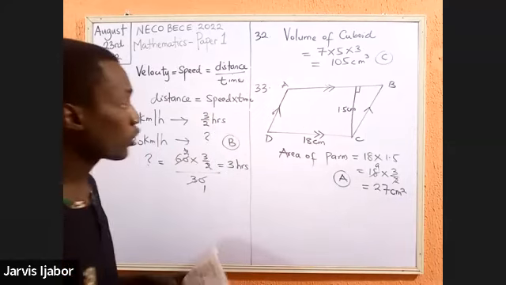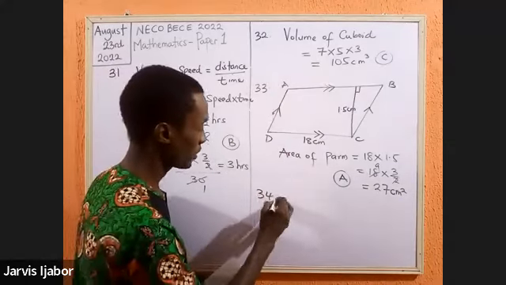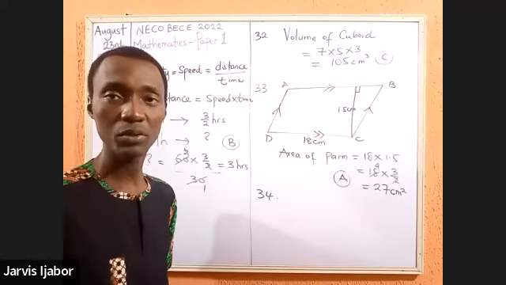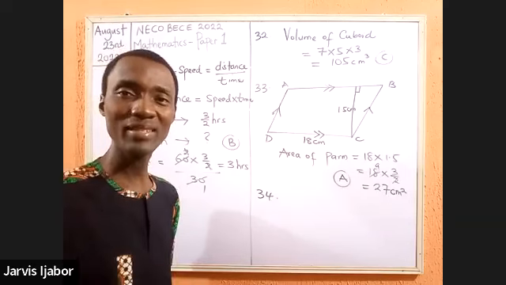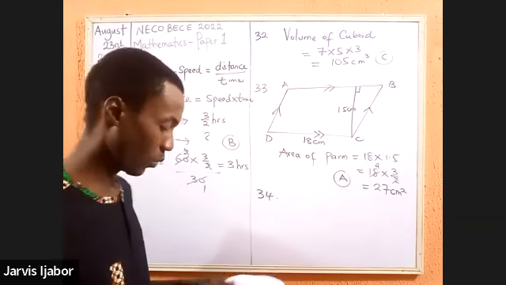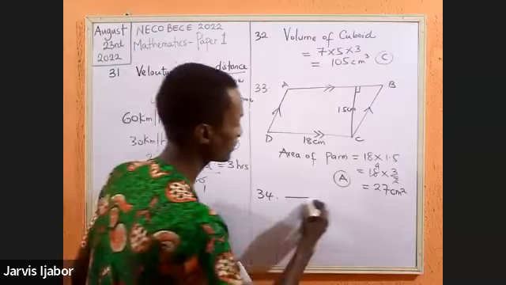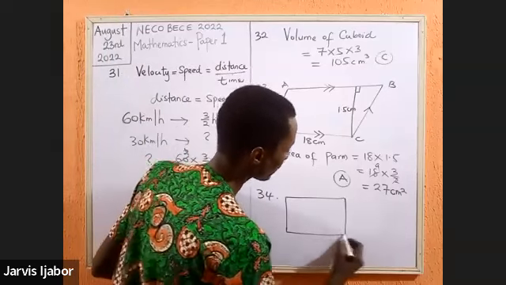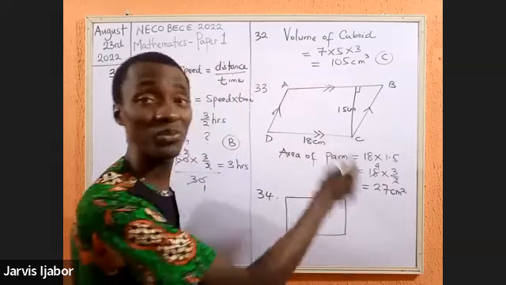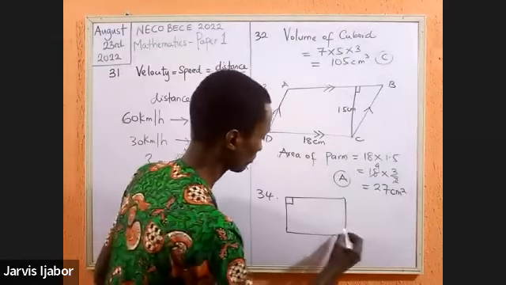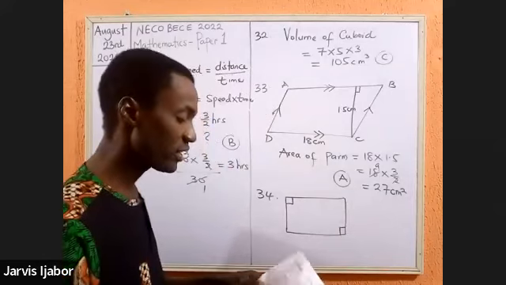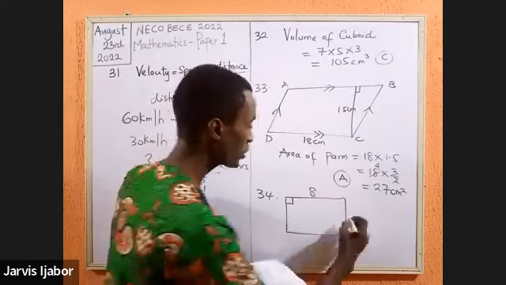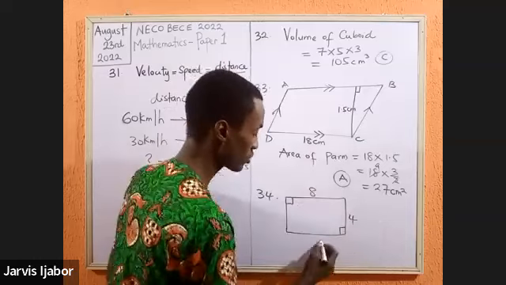Right. Now we go to question 34. In question 34, we are told to find the perimeter of a rectangle. What is perimeter? Perimeter is simply the distance around the figure. Now, I always advise students, it's always best to draw the figure. I always find that it makes problems very easy to handle. Draw it. This will be 8. This will be 4. If this is 8, this will also be 8.